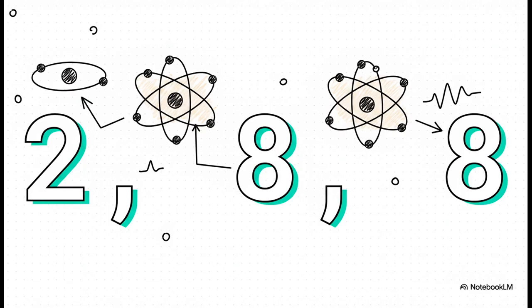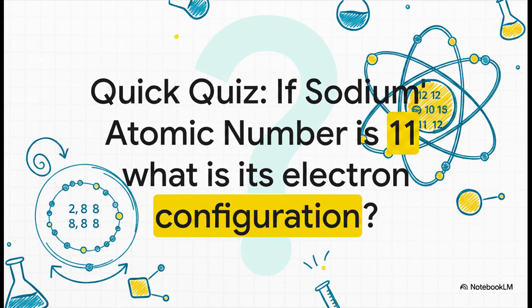And believe it or not, it all follows this one surprisingly simple rule. The electrons fill up in layers or shells around the nucleus. The first shell can hold 2, the second can hold 8, and the third can also hold 8. Okay, pop quiz time. Let's put that rule into action.